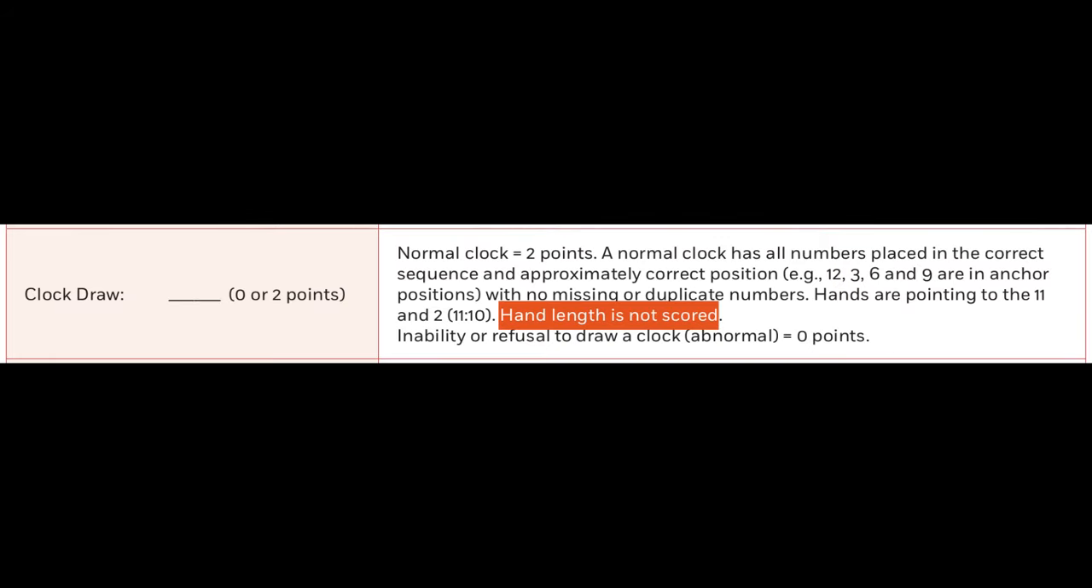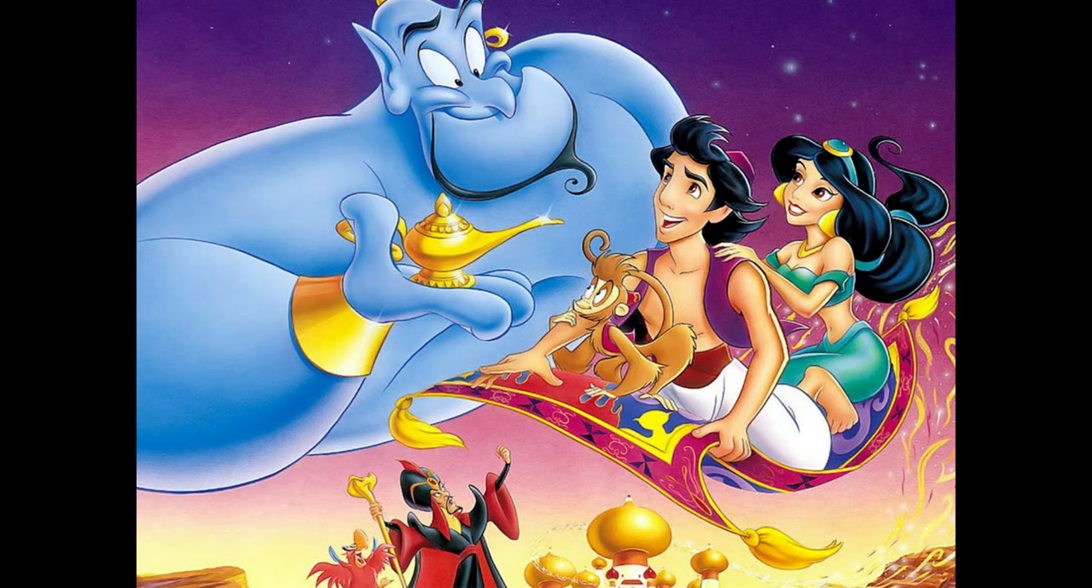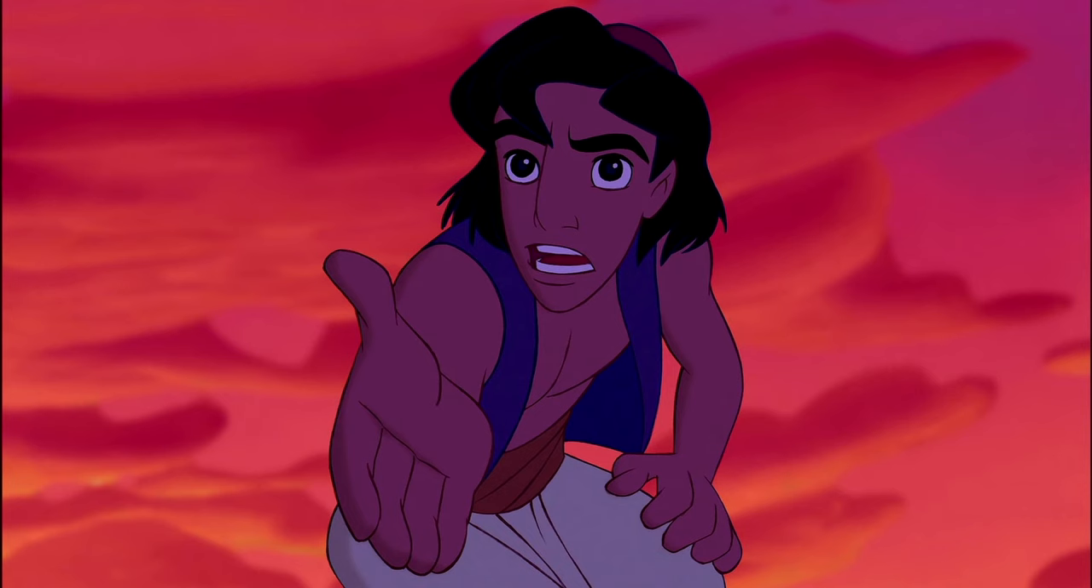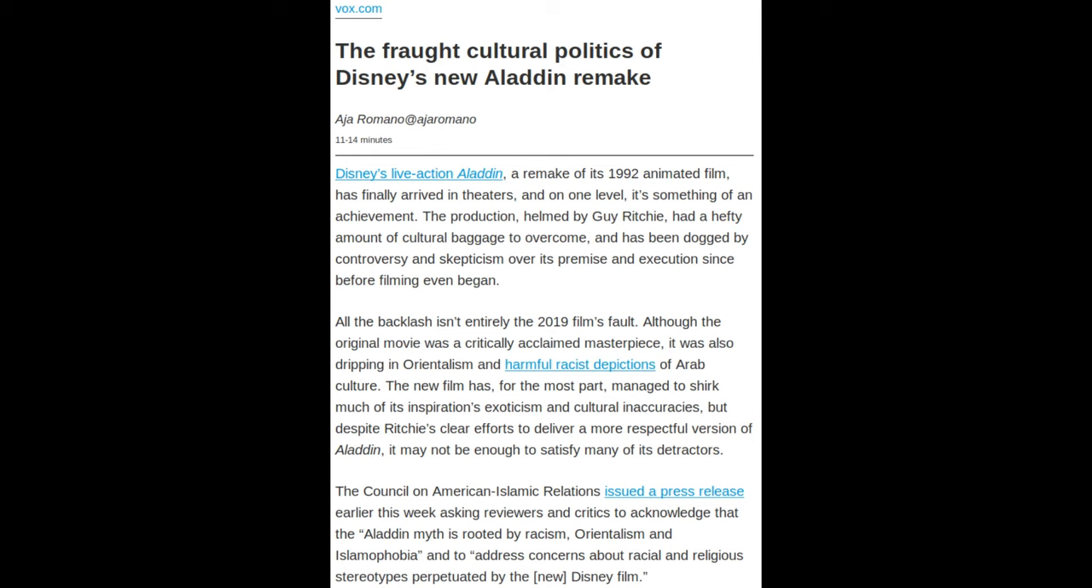I suspect that it's for this reason that in the Mini-Cog, if you check the scoring rubric, the arrows don't need to be the correct length. Some literature will tell you that one of the good aspects of the Mini-Cog is that it's relatively free of cultural bias. While this may be true, it's not accurate to say that it's free of cultural influences.